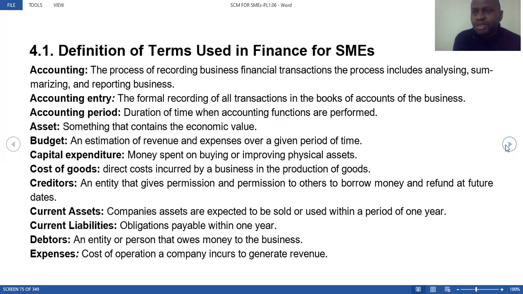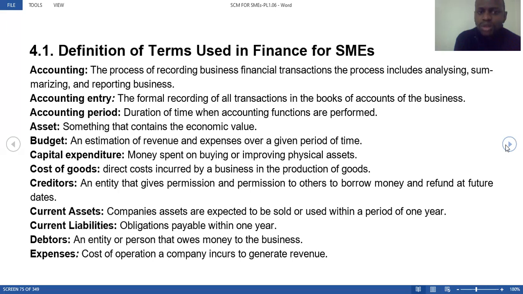Those documents are the ones we analyze and try to summarize and come up with financial statements that support the business enterprise. Then we have accounting entries. This is the formal recording of all transactions in the books of accounts of the organization. When you look at the books of accounts, we have the books of original entry and other books of accounts. So the accounting entry is that process of recording all those transactions in business.